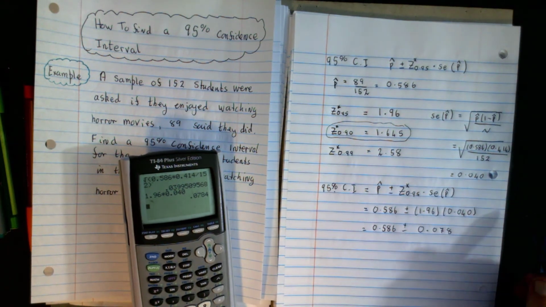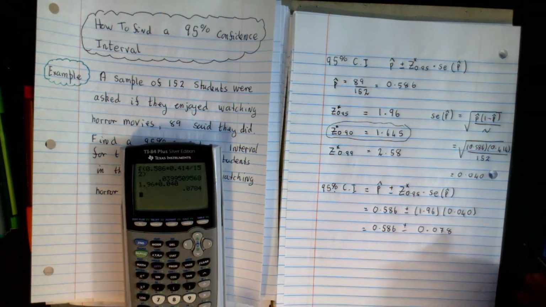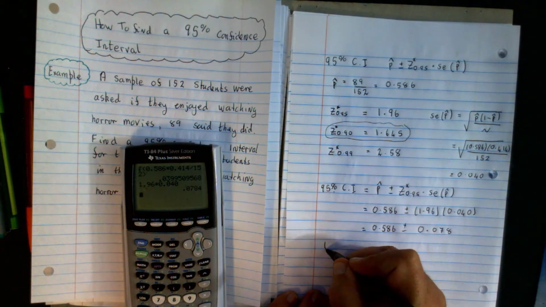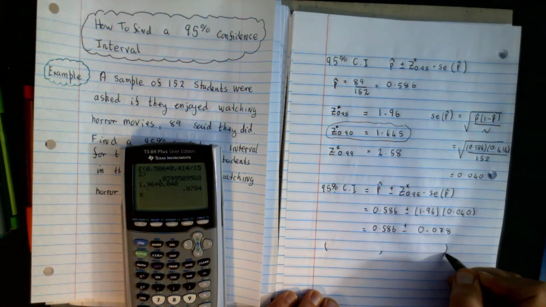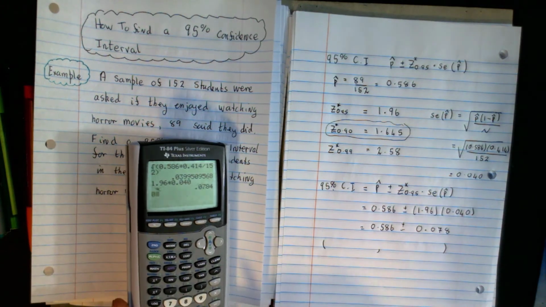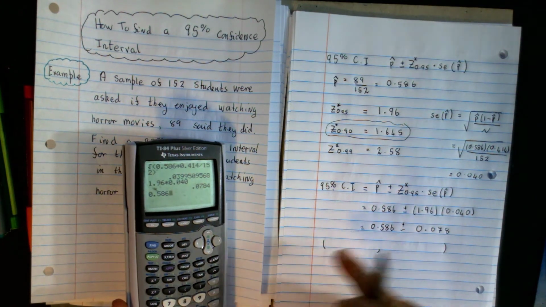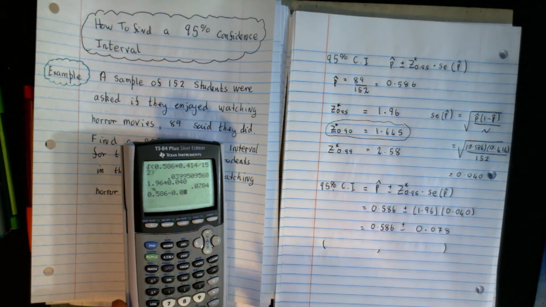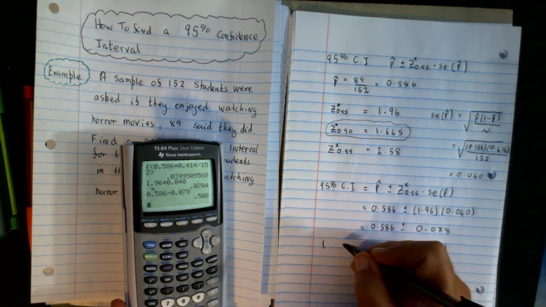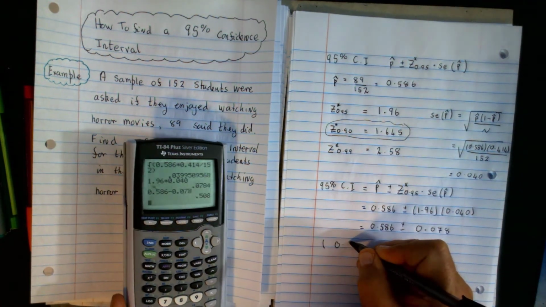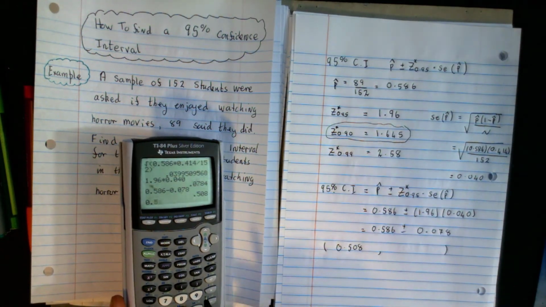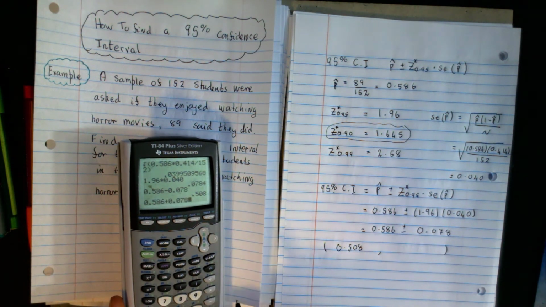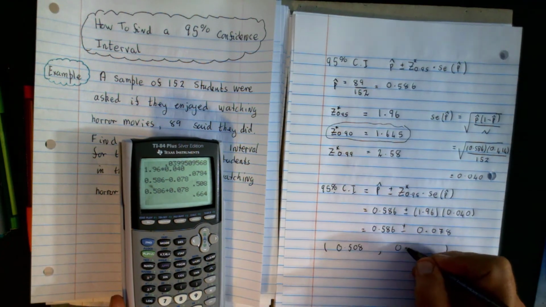Now, what we're going to do now is this take away that, and that'll give me the lower bound. And this add that, that's going to give me the upper bound. So 0.586, subtract that guy, 0.078, and the answer I'm going to get is 0.508. And then this one added to that one ends up being 0.664. And that is your 95% confidence interval.